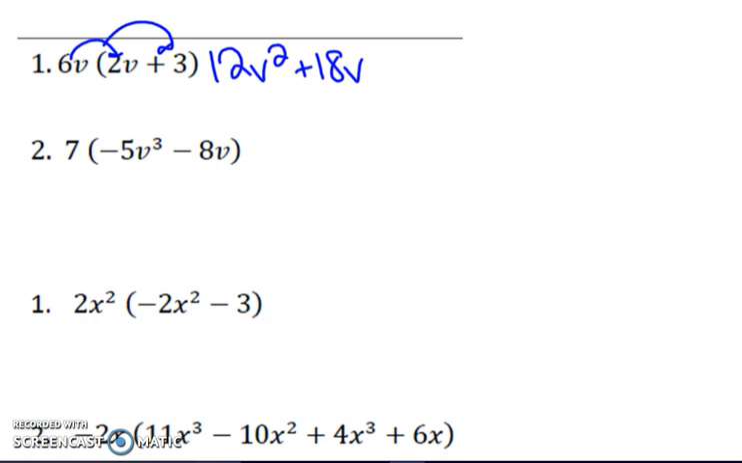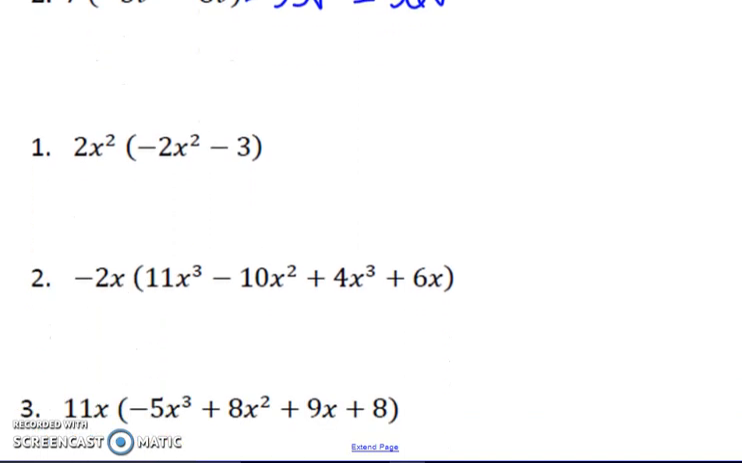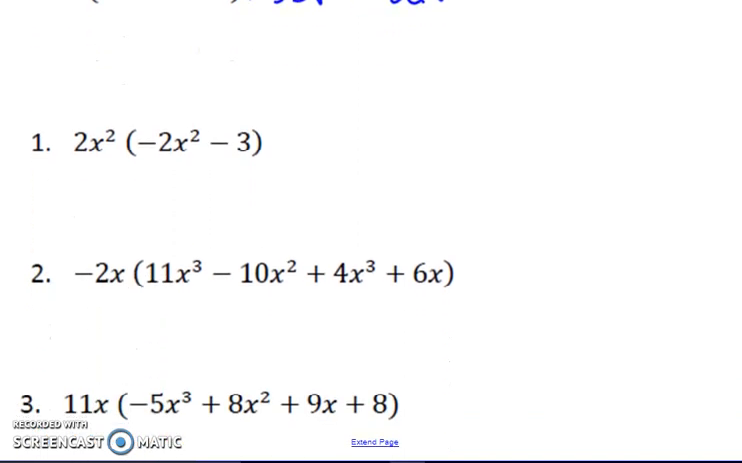Now, number 2, we just have a 7 out front, but we're still going to do the same thing. We want to distribute it to both terms inside the parentheses. 7 times negative 5 gives me negative 35, and we're going to keep the v cubed with it. Minus 7 times 8 gives me 56, and we're going to keep the v with it. My exponents are still in descending order, so we're good. That's our final answer.